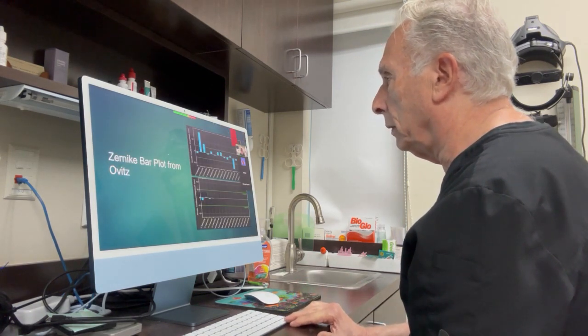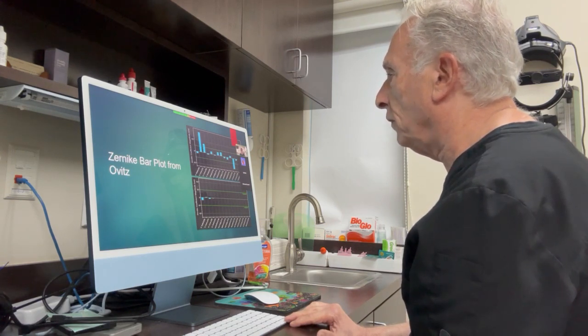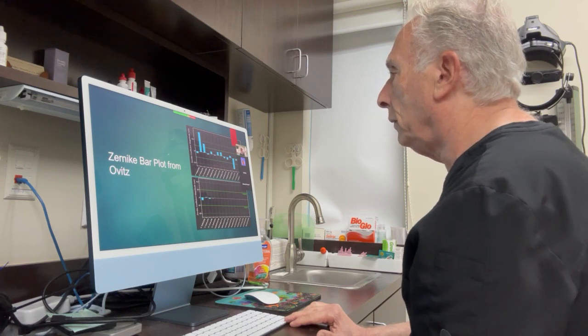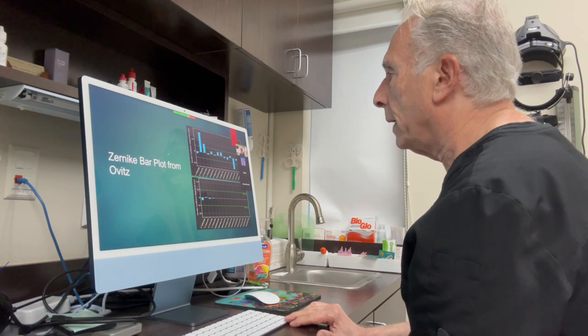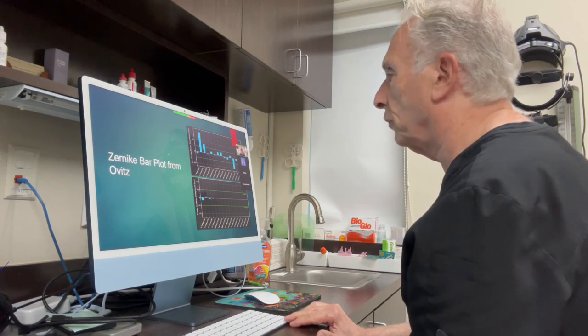And this shows the before and after. When we do the imaging before we have the Zernike images, before we have the HOA technology embedded in the lens, before and after, you can see the difference.